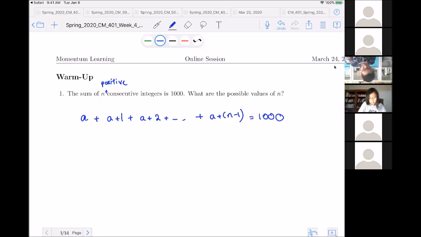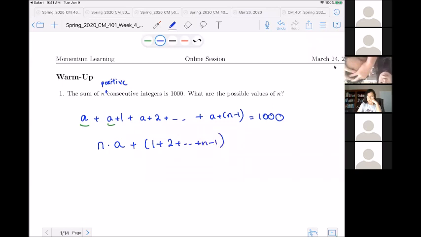First of all, if you look at a, a plus 1, and so on, how many a's do I have? I have n a's, and then plus 1, 2, all the way to n minus 1, and that is equal to 1000. So I have n times a, plus the sum of 1 through n minus 1, which is n minus 1 times n divided by 2, and that is equal to 1000.